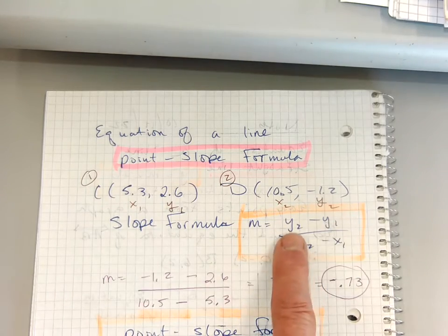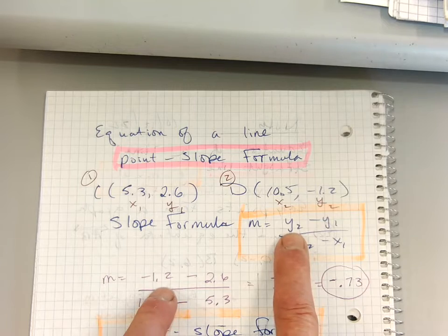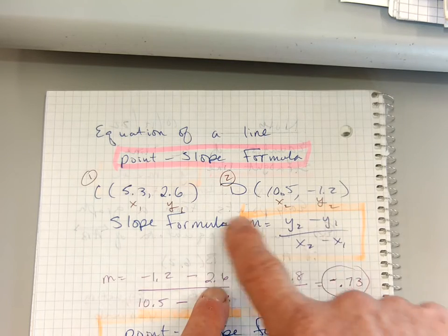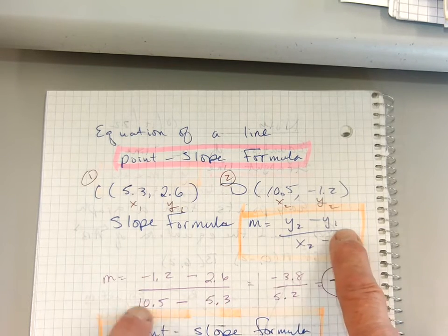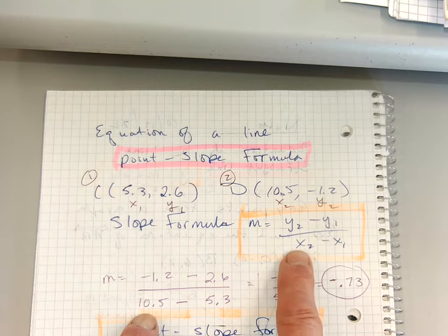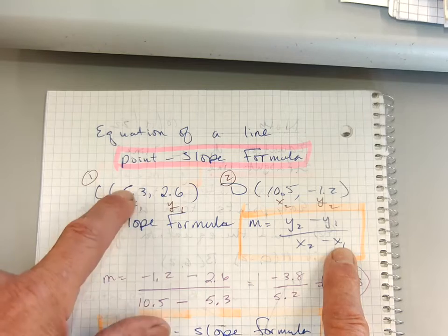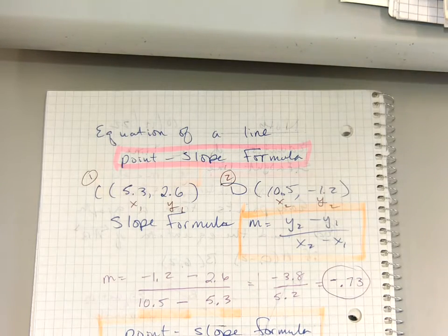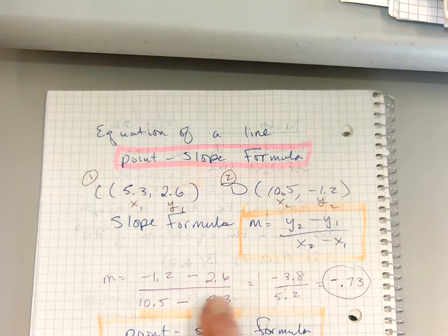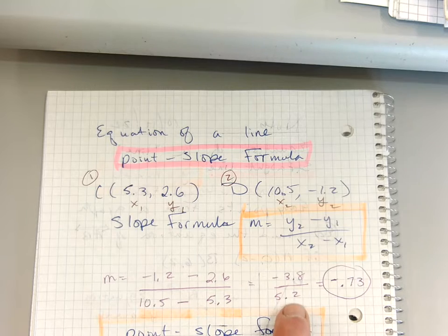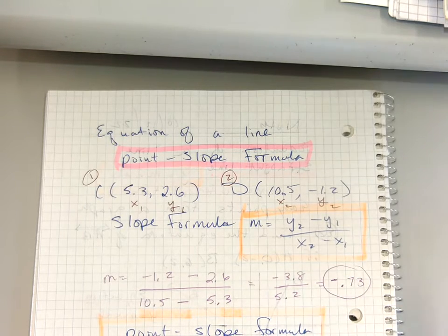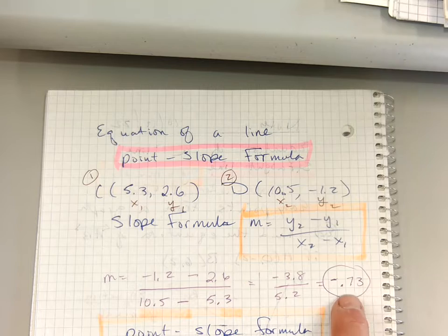So I wrote y2, which is -1.2, subtract y1, which is 2.6, all divided by x2, which is 10.5, subtract x1, which is 5.3. And I used a calculator. With that minus that, I got -3.8. That, subtract that, I got 5.2, and then I used my calculator, I got a decimal answer. That's okay. I got a decimal answer of -0.73.